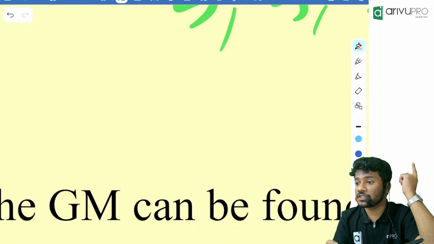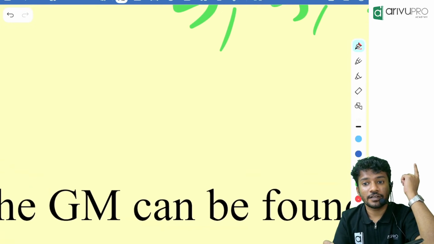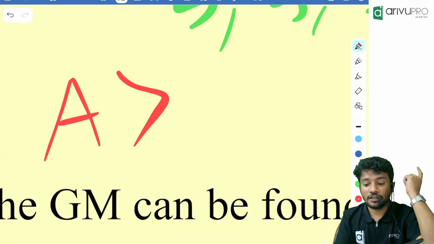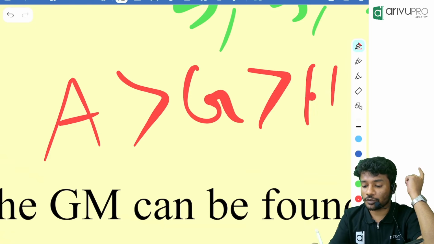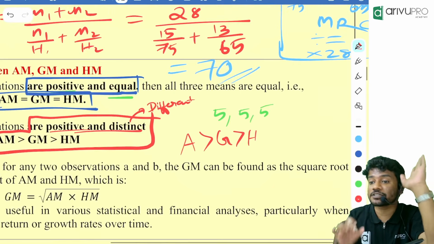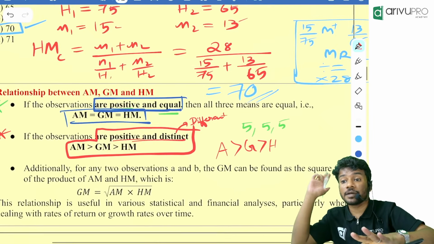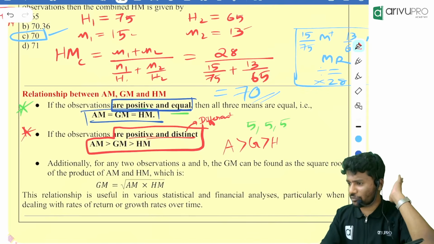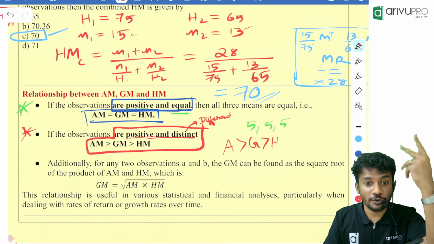Do you remember A, B, C, D, E, F, G, H? So which comes first? A, B, C, D, E, F, G, then H. So AM is greater than GM is greater than HM. Remember it this way, otherwise you will forget. A, B, C, D you will never forget, so this one you will never forget going forward.